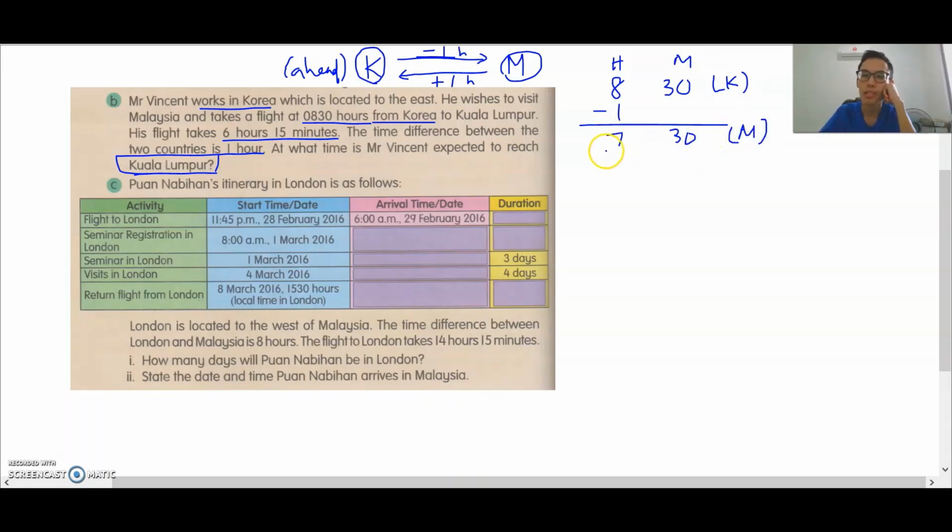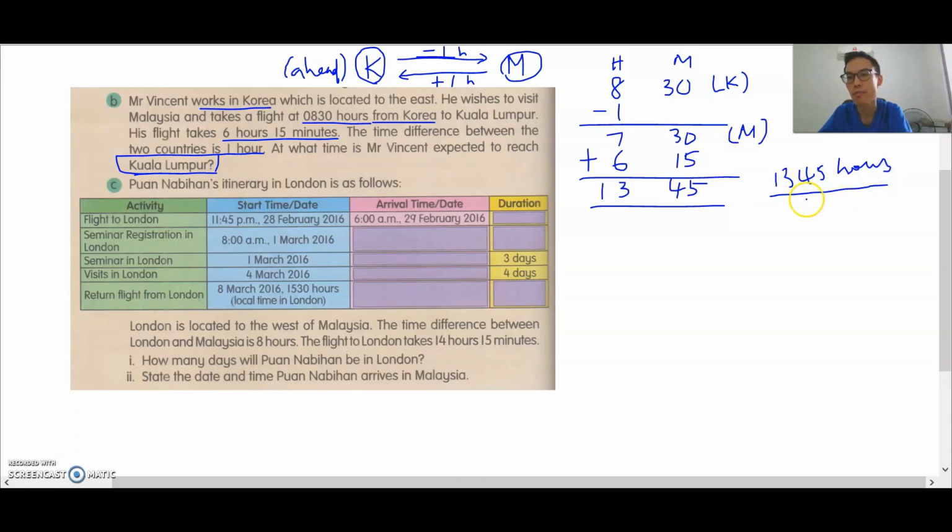So he takes the flight, took off at 7:30, and then the flight takes 6 hours 15 minutes. So we plus the duration. Okay, starting time plus the duration. So the arrival time is 45. 7 plus 6 is 13. So the answer is 13:45 hours or 1:45 p.m.